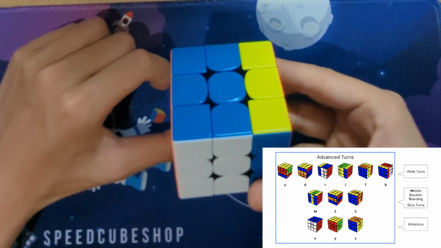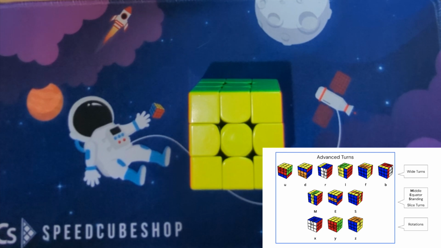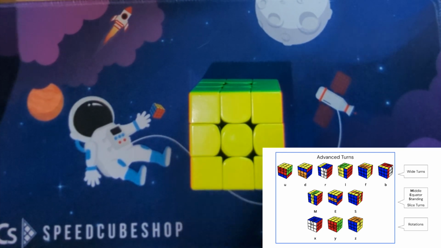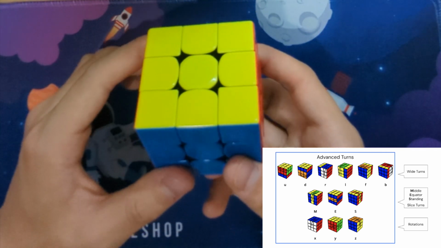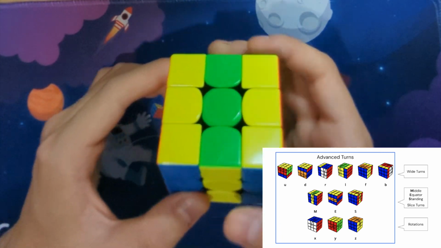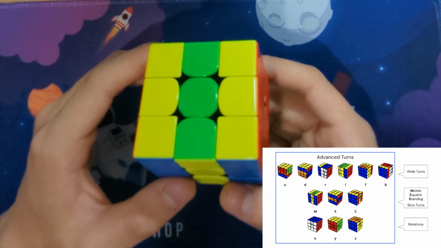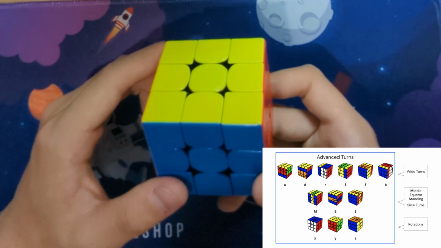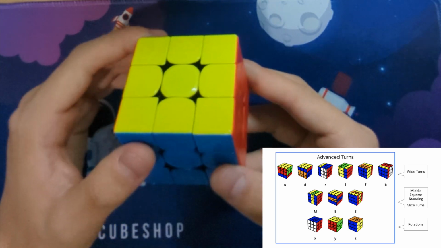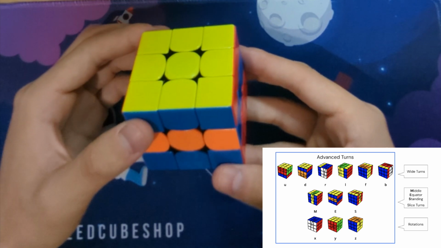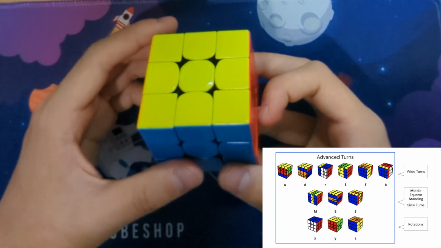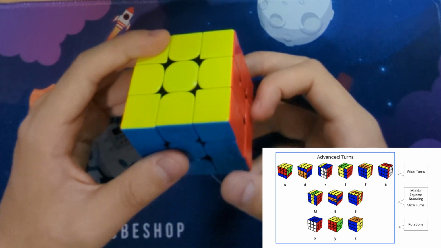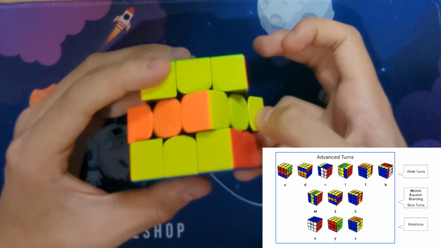If you see M, E, or S, that means that it's a slice turn, and for M, it goes like this. M stands for middle. Next, if you see the letter E, for equator, that move goes like this. And lastly, if you see an S, that means the standing layer, and that move goes like this.